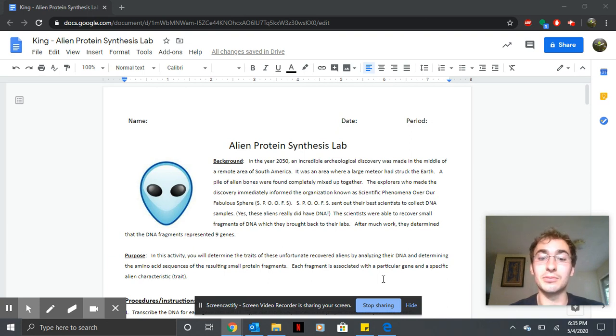Yes, these aliens really did have DNA. The scientists were able to recover small fragments of DNA, which they brought back to their labs. After much work, they determined the DNA fragments represented 9 different genes. If you remember, a gene is a segment of DNA, and genes determine your proteins, which will end up becoming your traits.